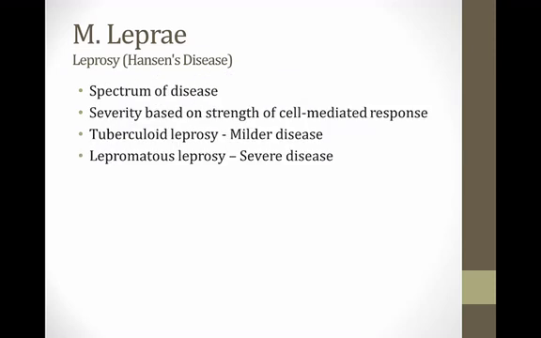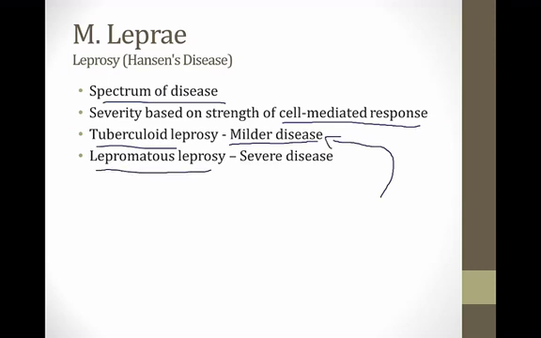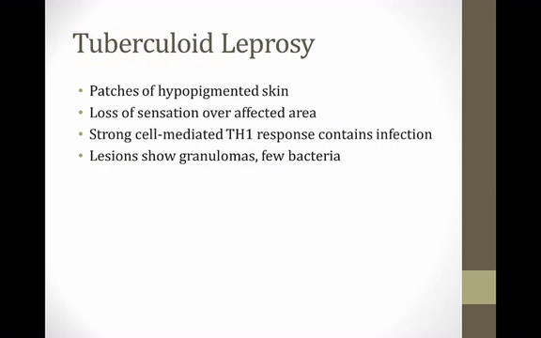Now, step one of the boards likes to test you on mechanisms of disease, especially immunology mechanisms of disease. And you should know that there is a spectrum of symptoms of leprosy, and it depends on the strength of the cell-mediated response. So tuberculoid leprosy is a very mild form of the infection, and this occurs when the cell-mediated immune system is able to contain the infection. Lepromatous leprosy is a very severe form of infection, and this happens when the cell-mediated response is relatively weak.